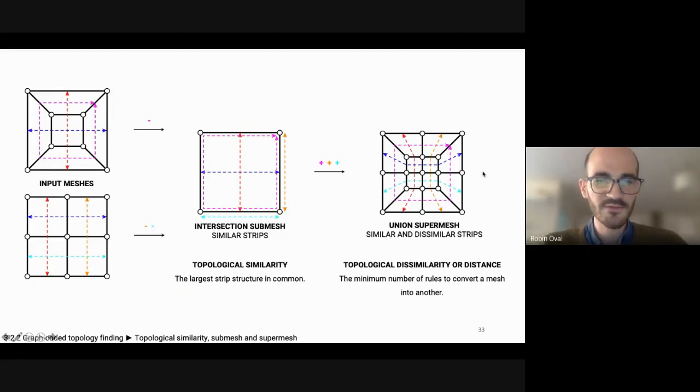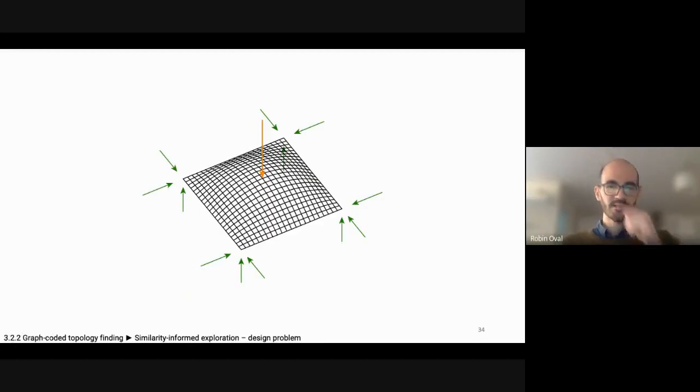And then you get this union supermesh, which has the similar strips, the blue one and the red one, and the dissimilar ones. So this one has all of the topological features of the input meshes. By playing with a combination of these deletion and addition rules, you can find these different intermediary meshes. So I'll stop this explanation and show a specific example.